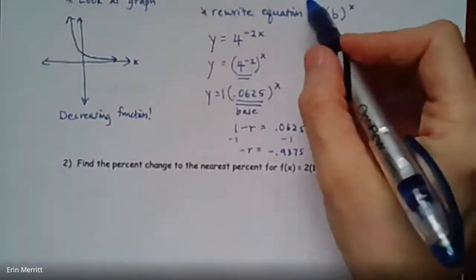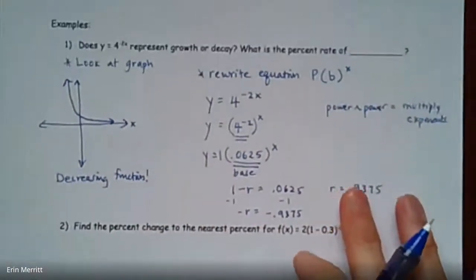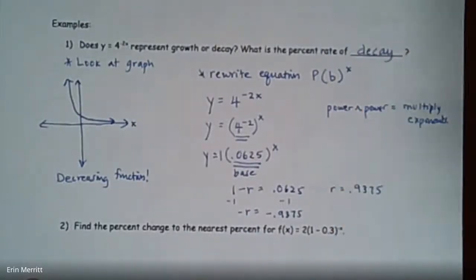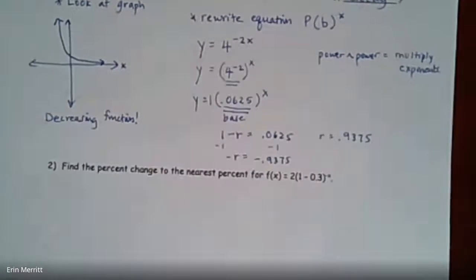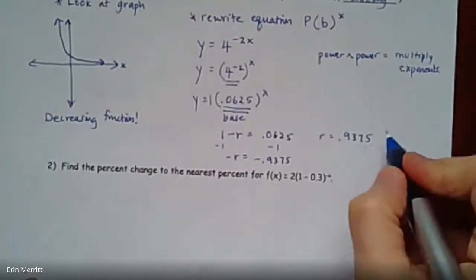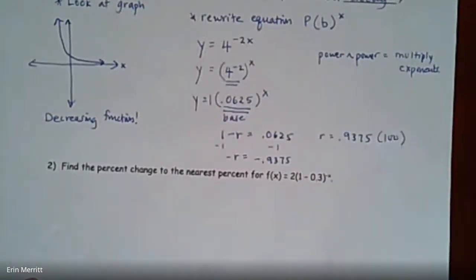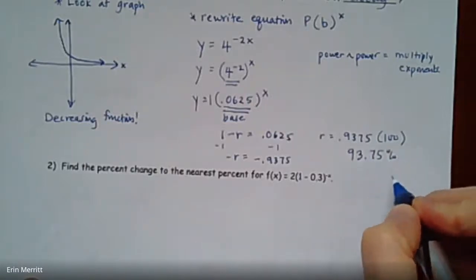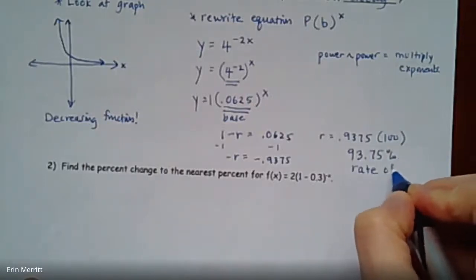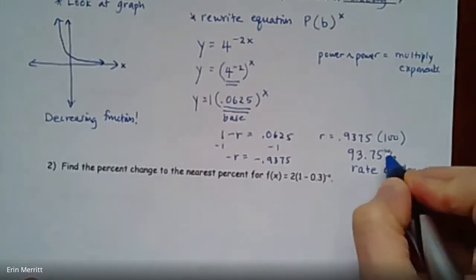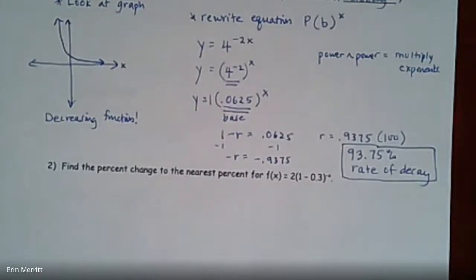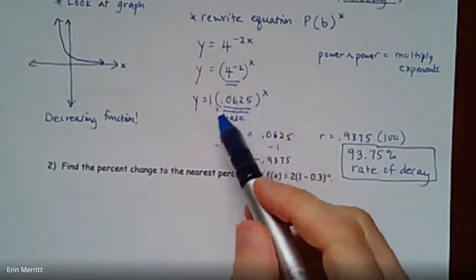And so when the question says, what is the percent rate of, well, let me finish that thought, of decay, the answer is now this right here multiplied by 100. So it would be 93.75% rate of decay. So we can answer the question once we get it into a format that we recognize.